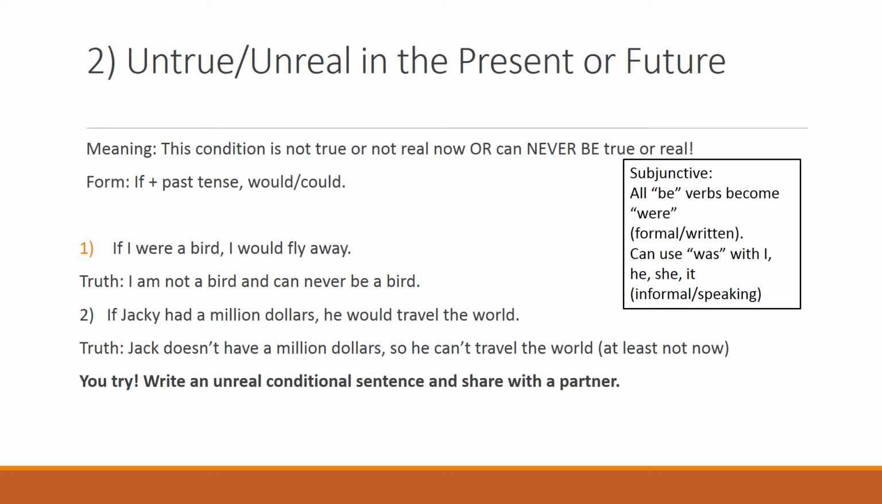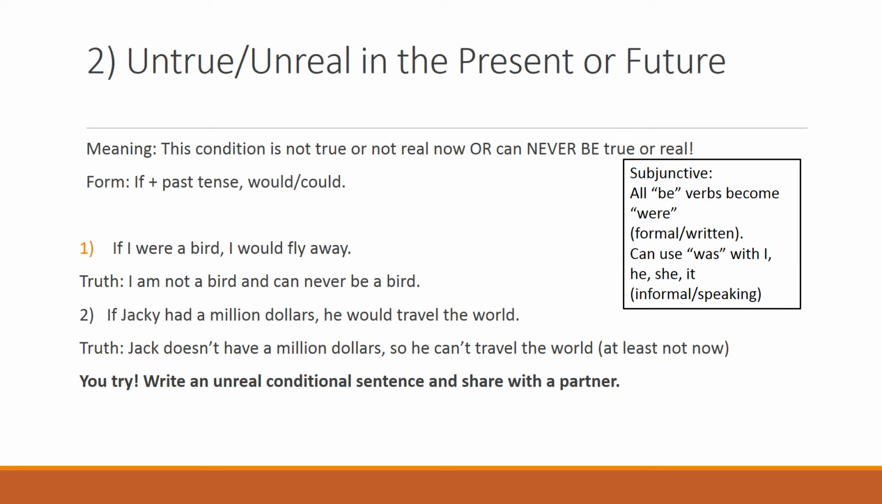Another example using a different verb is the have verb. If Jackie had $1 million, he would travel the world. So now the past tense had tells me that this condition is unreal. So let's look at the truth. The truth is the opposite. Jackie doesn't have $1 million, so he can't travel the world, at least not now. Okay, he does not have that $1 million.